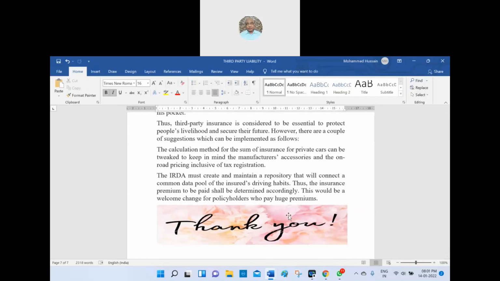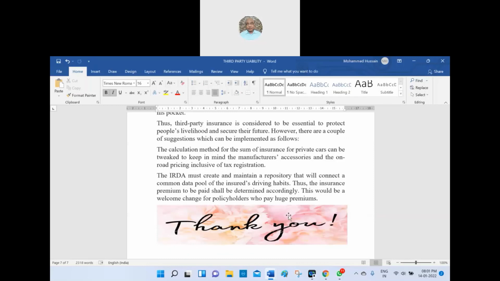It must maintain a repository that will connect to the common data pool of the insured's driving habits. See, when we are issuing the driving license, do they check whether this fellow is an alcoholic or a teetotaler? How could you know that? Because when he comes for the test, he has not taken alcohol, so he will give the test and get the license. Thus, the insurance premium to be paid shall be determined accordingly. This would be a welcome change for the policyholders who pay huge premiums.